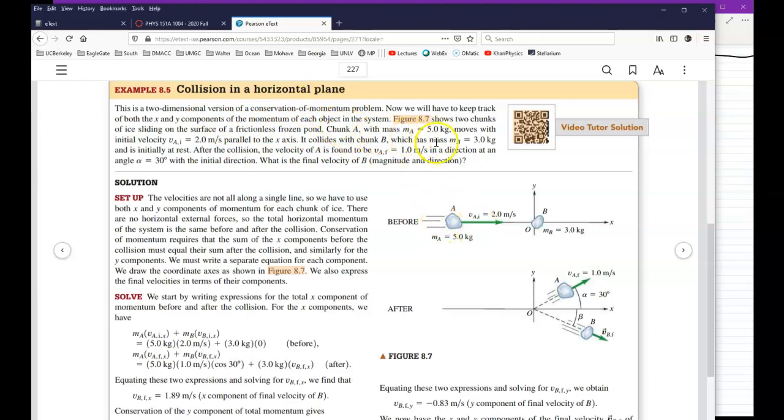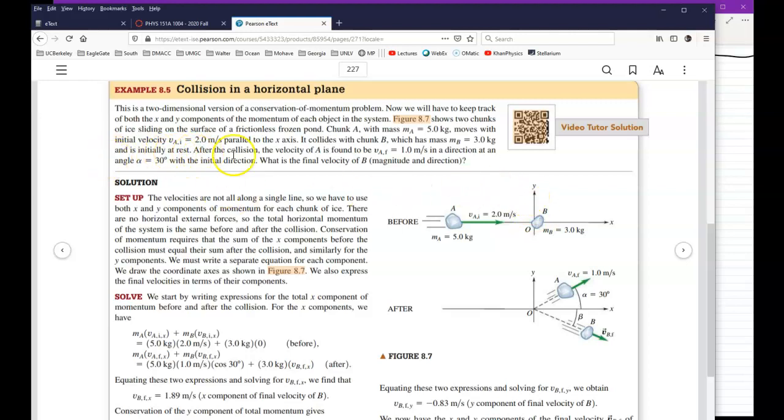Chunk A with mass 5 kilograms moves with initial velocity 2 meters per second, parallel to the x-axis, horizontally to the right. It collides with chunk B, which has a mass of 3 kilograms. So it's a little bit lighter, and is initially at rest.